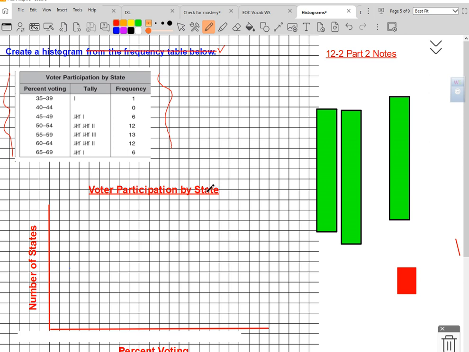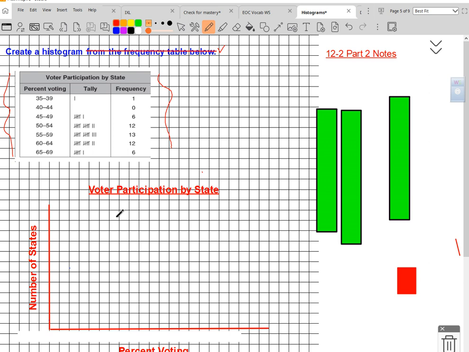So the histogram has to have a title. You have to title what's this number on the side. This is the frequency part. How many? I want you to write number of states here, voter participation by state. That's what the histogram represents. So we're telling how many states have this percentage of people voting, right?